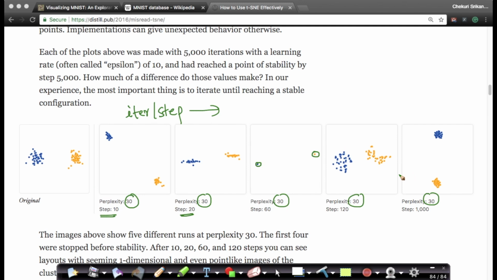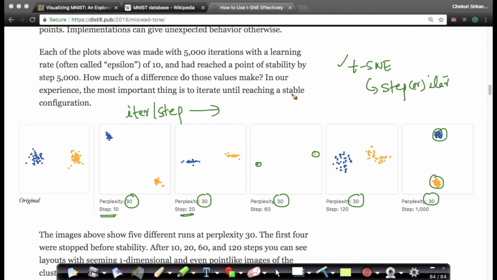So the lesson is, always run your iterations until the shape doesn't change much. When I start here, by 10 iterations, I got some structure like this. But don't stop here. Let it run. Probably at the 1000th iteration, you get a shape like this, and at the 1001st iteration, these points don't move much. So when you're analyzing t-SNE, plot it for various values of step or iteration, and see if the shape has stabilized. That's very, very important.